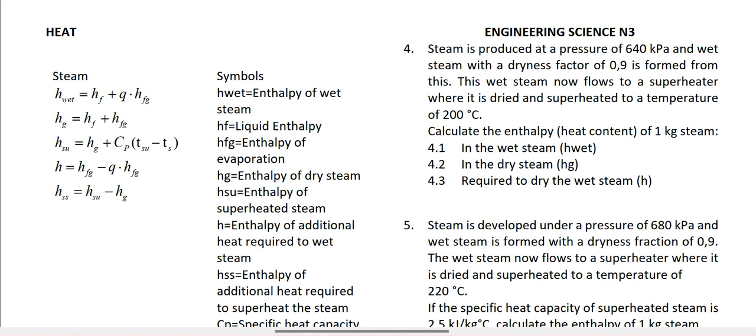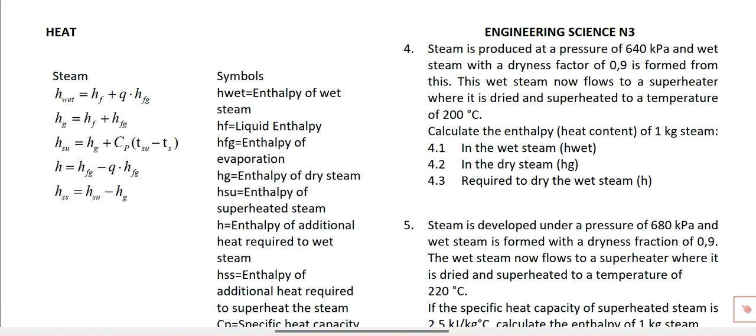We have the first formula, enthalpy of wet steam, where you say HF plus Q HFG. The same formula you'll see elsewhere written as H wet equals HF plus X HFG. So in this regard, this X is still the same value as this Q, which is referred to as the dryness fraction or dryness factor.